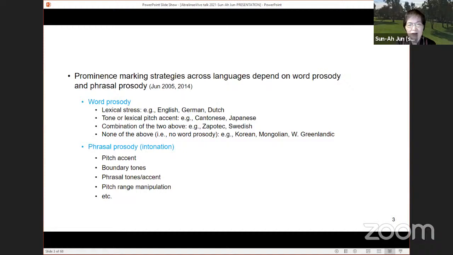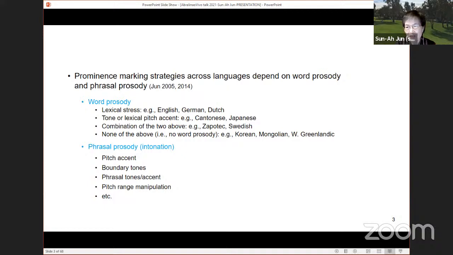And it seems that the strategies for marking word prominence across languages depend on word prosody and phrasal prosody. Word prosody is also known as lexical prosody, and it refers to how a special syllable in the lexicon is marked prosodically. So we can think about stress languages, tone languages, lexical pitch accent languages, or a combination of those two, meaning a language can have both stress and pitch accent, or none of the above, meaning a language can have no word prosody. You can also think about phrasal prosody, that is, intonation can mark word prominence, like using pitch accent or boundary tone, or both pitch accent and boundary tone, or phrase accent and pitch range manipulation.